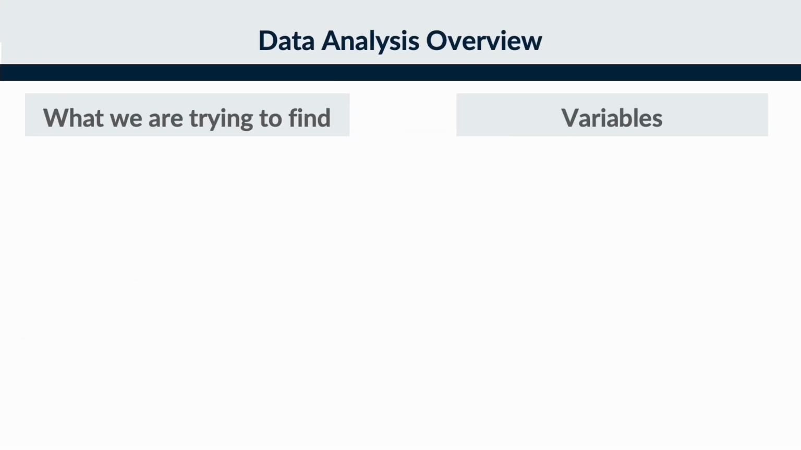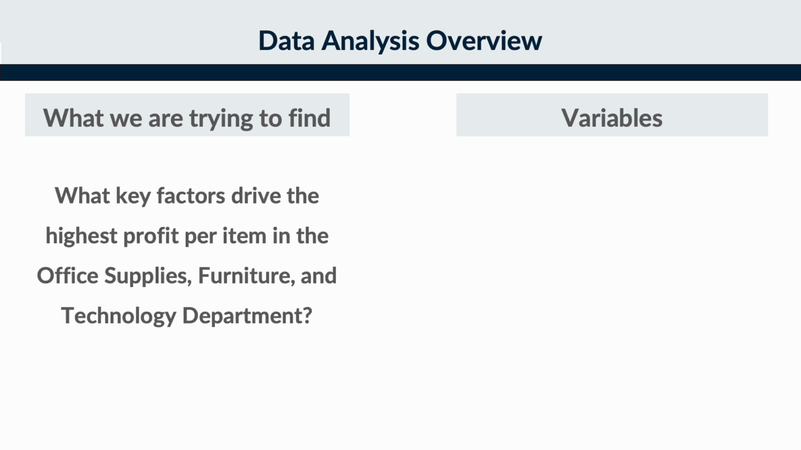To begin our data analysis overview, let's first start with what we are trying to find through our statistical testing. Focusing directly on the office supplies, furniture, and technology department, Josh conducted multiple regression models to identify which significant factors impact our profit per items.